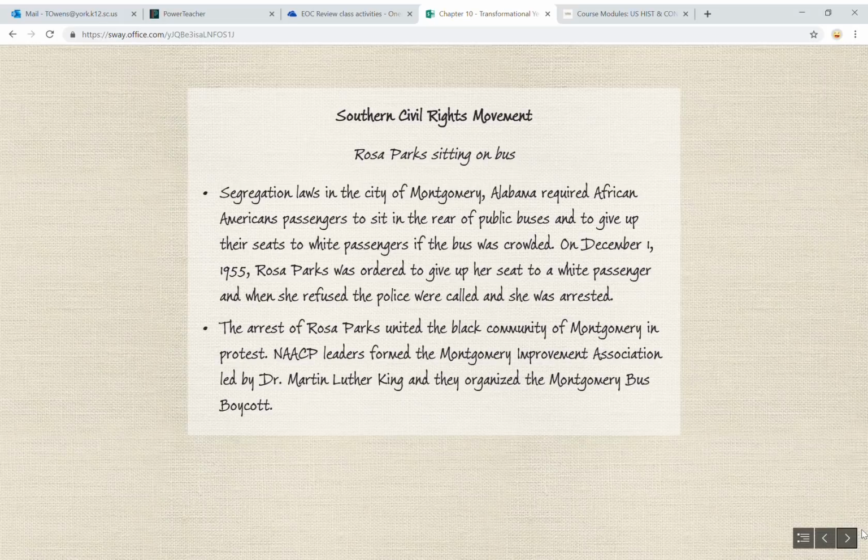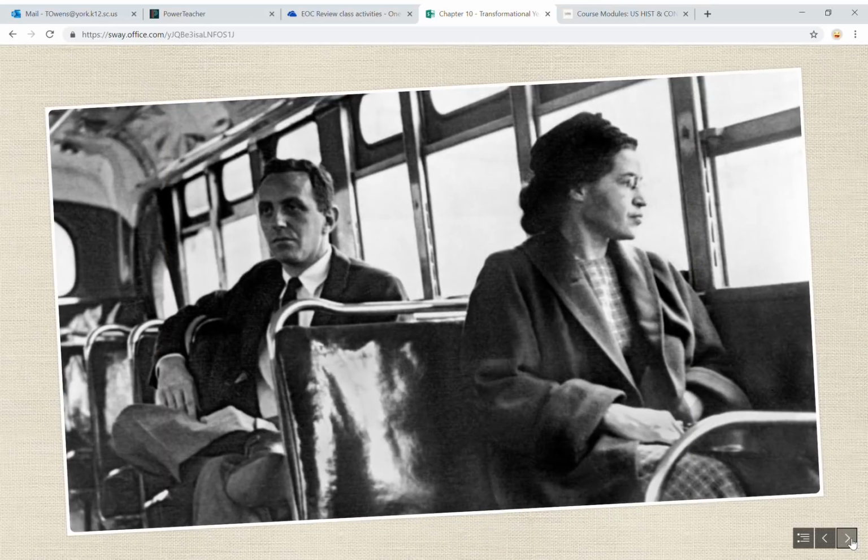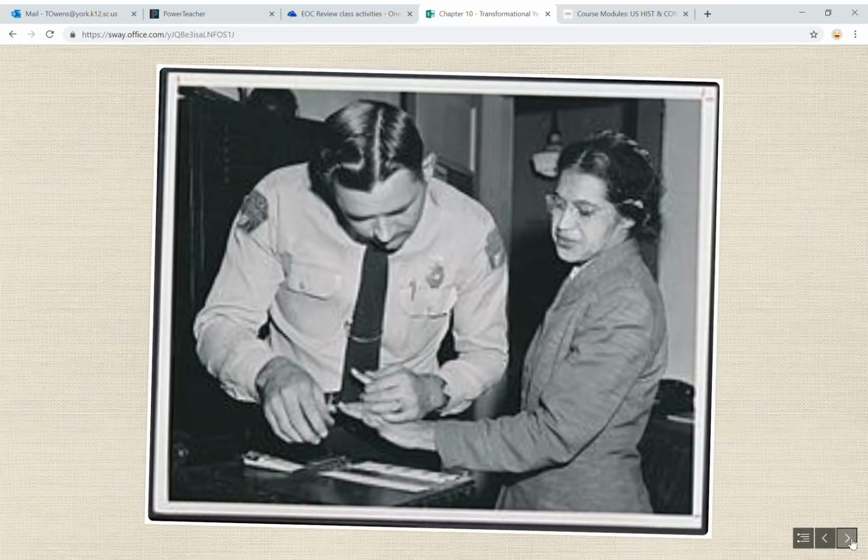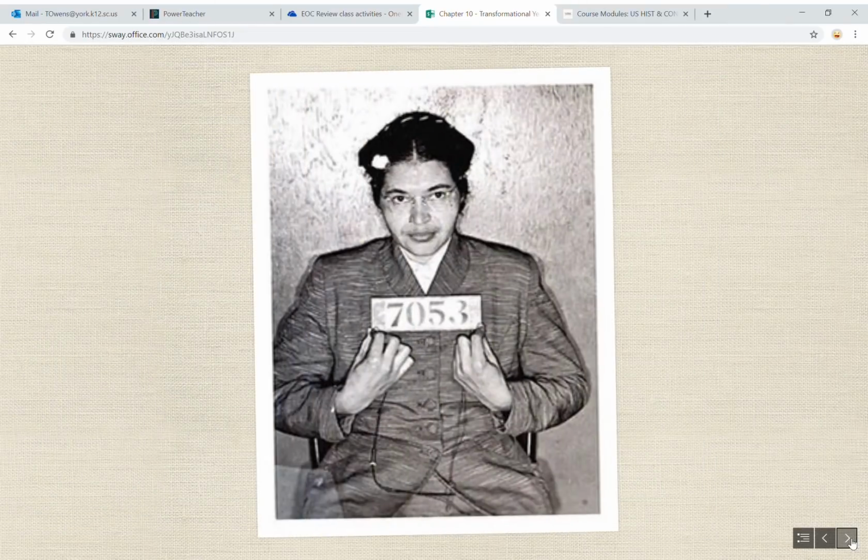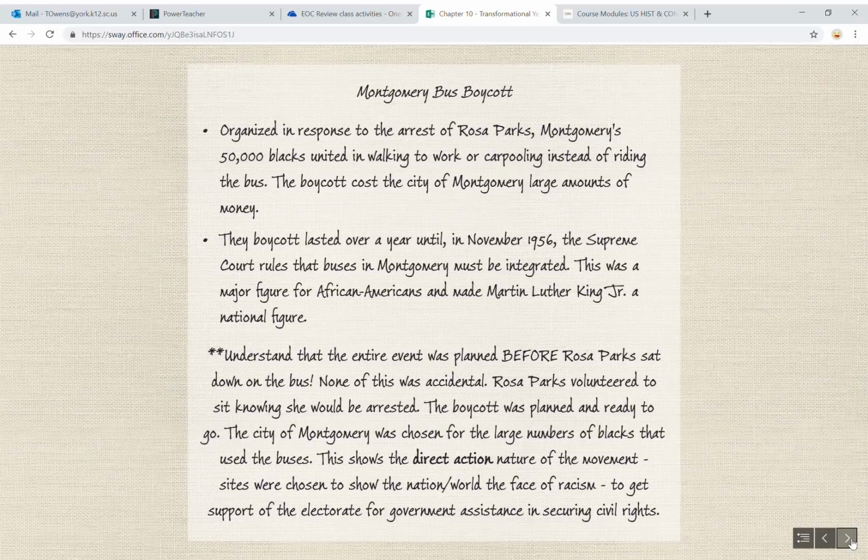Now, let me tell you, all of the basic stuff of that is true, but I am going to point out one thing. There is no way that one person in isolation, sitting down on a bus, refusing to get up and being arrested, can lead to a successful boycott, okay? And the reason I point this out is because, and I'm going to come back to Rosa Parks in a second, the reason I'm pointing this out is that this was planned.